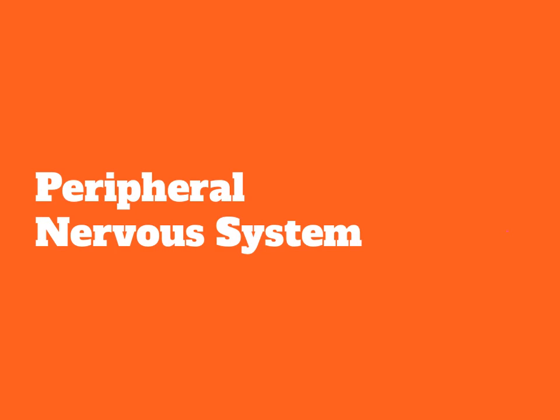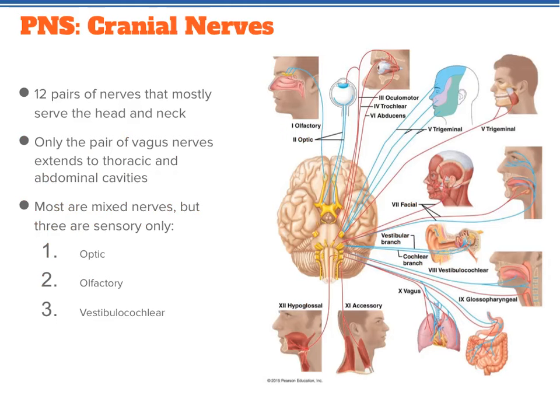Okay, now we're going to look at some of those spinal nerves that come off. So remember, the brain and the spinal cord are that central nervous system, and now we're going to look at the peripheral part, those spinal nerves that come out from it. So first, let's talk about the cranial nerves.